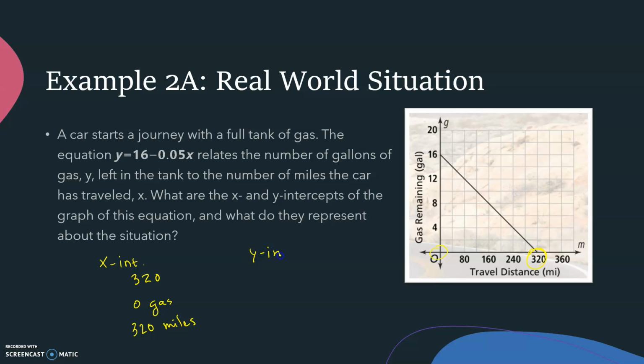The y-intercept is where this graph crosses the y-axis, so it would be 16. And what 16 means is when we have gone 0 miles, we have 16 gallons. So that means that when we start our journey, we have 16 gallons of gas.